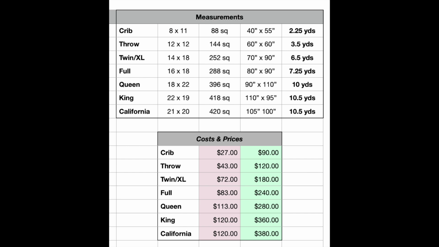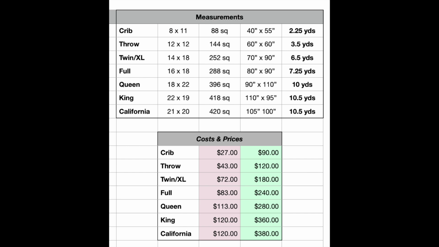So on the left, there is in red the costs. I have a video I will link here, and that is how I calculate the cost of my quilts. I actually break everything down into a per square cost, and that's how I calculate this number.